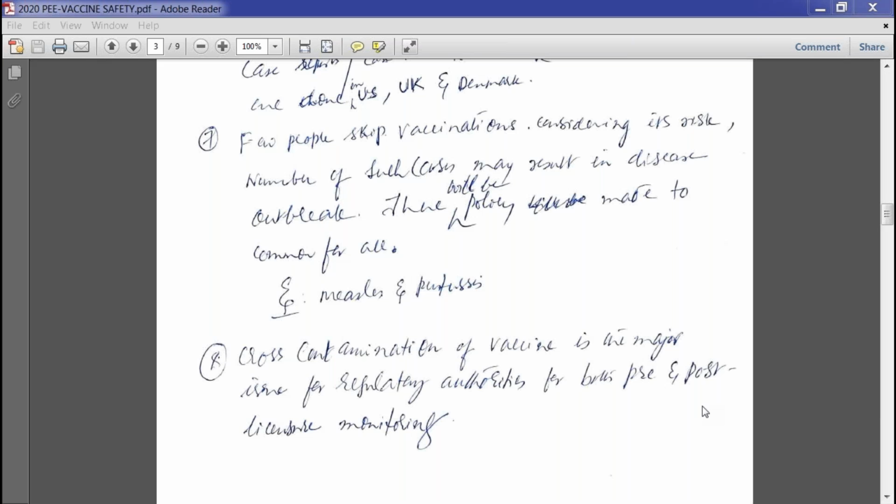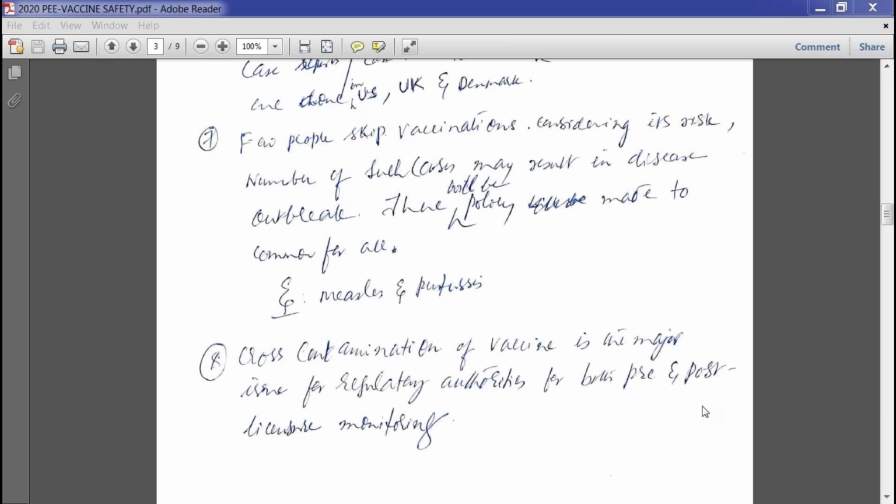Or maybe any presence of microorganisms. Yes, the vaccines are contaminated by microorganisms which are not supposed to be there in the vaccine. We know that vaccines contain attenuated or completely inactivated or partially inactivated microorganisms, but other than those microorganisms, no other microorganisms should come there. This is what we call cross-contamination of the vaccine.